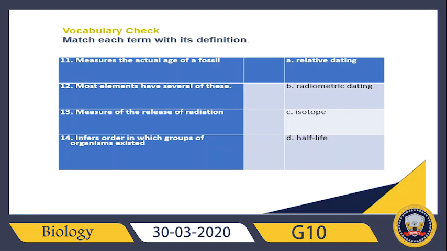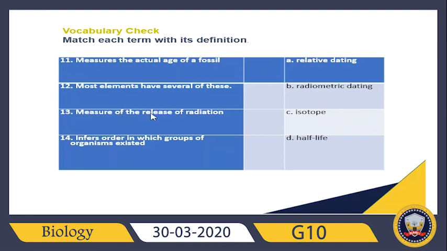Okay. Next, guys, 12: most elements have several of these. What do you think, guys? Yes, exactly. Most elements have what? Isotopes, and we say isotopes are atoms of the same element with the same number of protons but different number of neutrons.